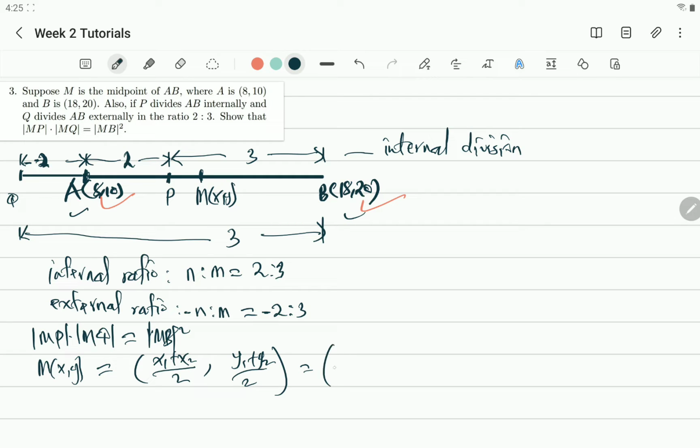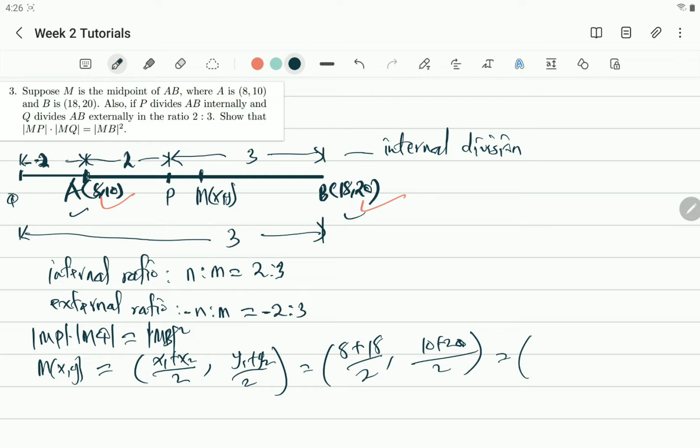So that would mean that x1 is 8, x2 is 18, all over 2, and y1 is 10, y2 is 20, all over 2.